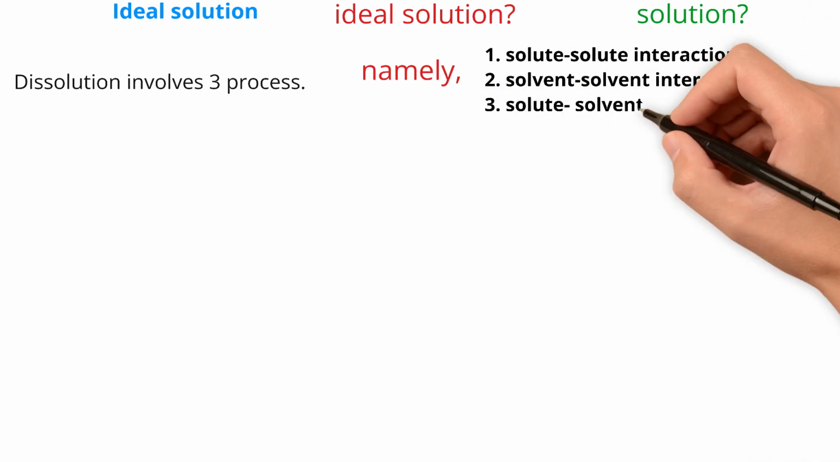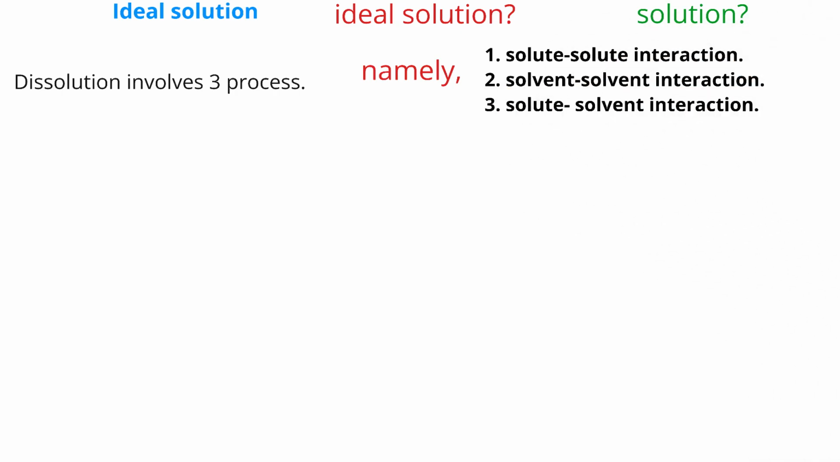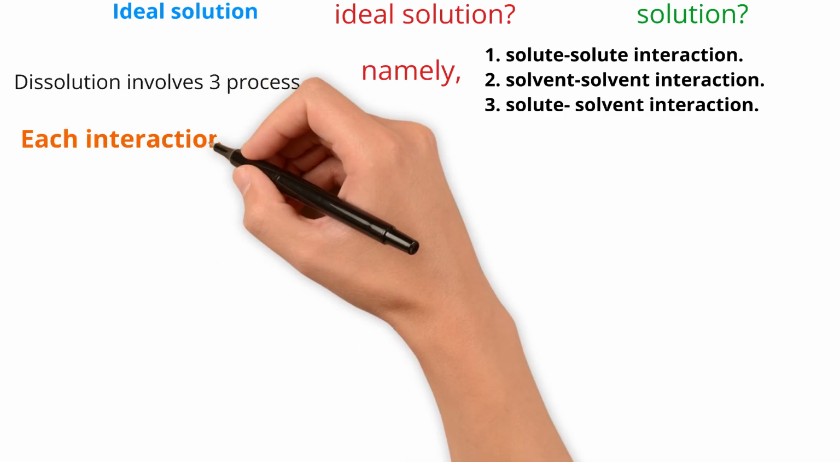Dissolution involves three processes. Dissolution means formation of a solution. That means formation of a solution involves three processes, namely solute-solute interaction, solvent-solvent interaction, solute-solvent interaction. These three interactions must happen to form a solution. Each interaction is accompanied by an enthalpy change.